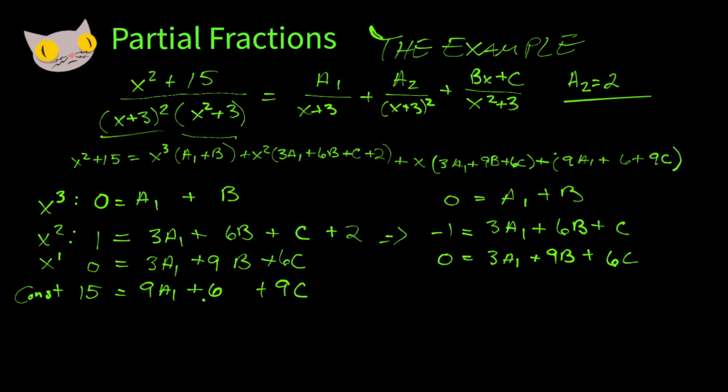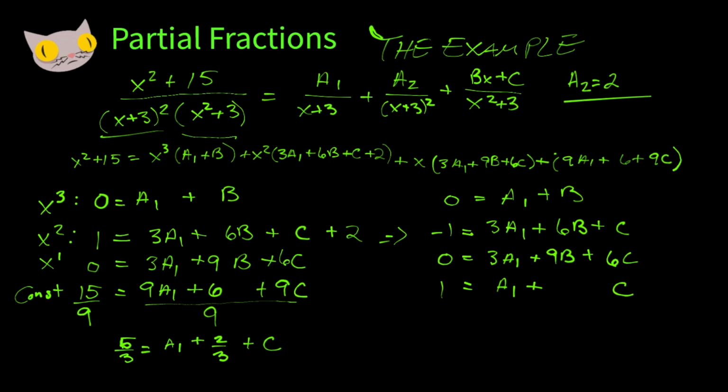And then for this one, we can divide both sides by 9. So we have 5/3 set to a1 plus 2/3 plus c. So now we subtract 2/3 from both sides, and that gives us 1 set to a1 plus c.